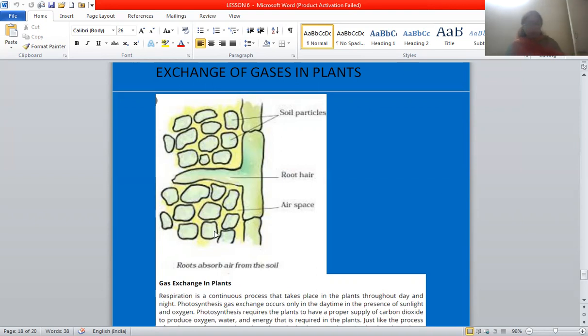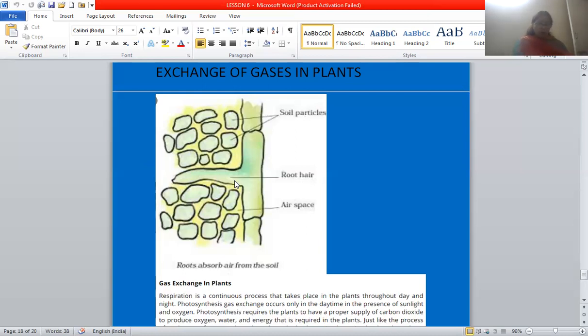Oxygen present in the soil diffuses into the root hair and passes to the other cells along the concentration gradient. Similarly, carbon dioxide from the root cells moves out into the air. Oxygen moves in, carbon dioxide moves out.